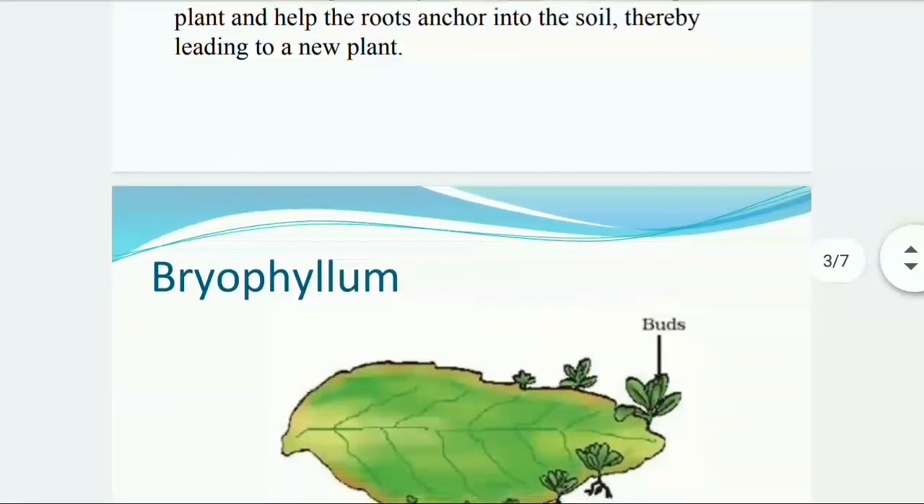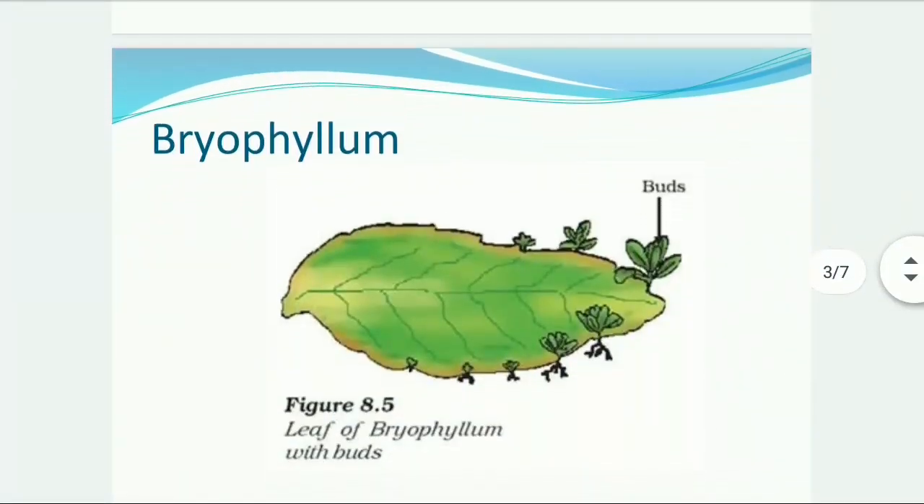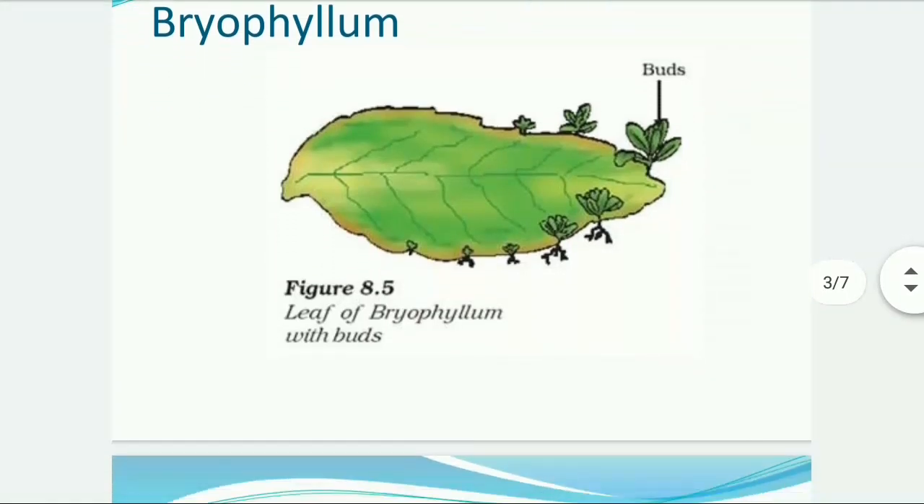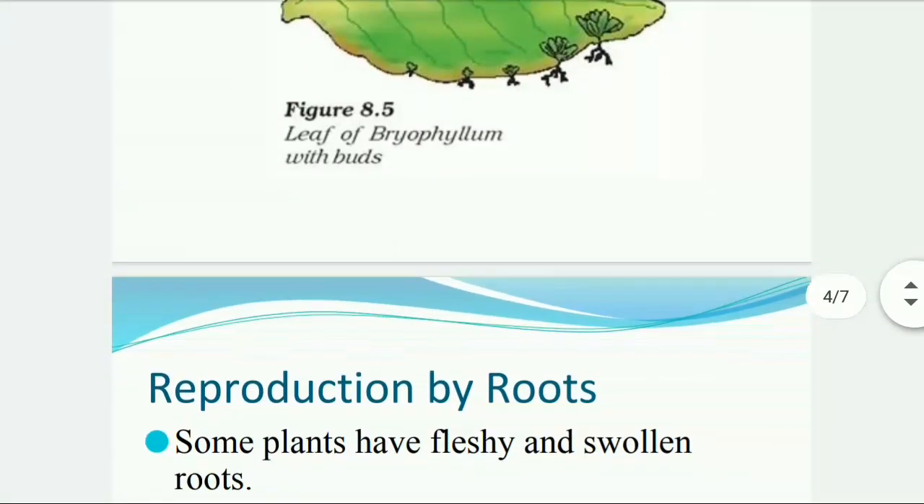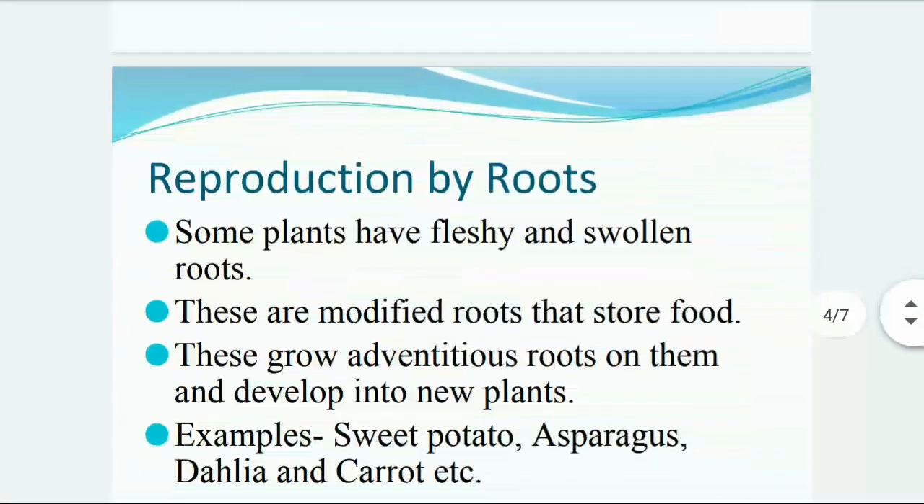Sometimes the whole leaf may break off from the parent plant and develop roots there, and this leads to the development of a new plant. You can see here in this picture, this is a bryophyllum leaf, and you can see these buds developing on the margin of the leaves in the notches present there. They are developing leaves here. They are capable of falling off into the soil. Now they develop roots there, and they are capable of growing as independent plants. So this is reproduction by leaves.